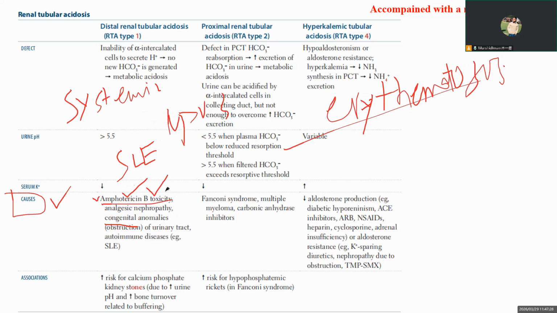So you can just try to remember, while discussing RTA type 1, that this is a defect in the distal hydrogen ion secretion, specifically in the alpha intercalated cells, and this leads to the inability of acid secretion and the inability to acidify the urine, and the pH becomes greater than 5.5. The environment leads to hypokalemia, and there is absolutely the risk of calcium phosphate stones in these patients.